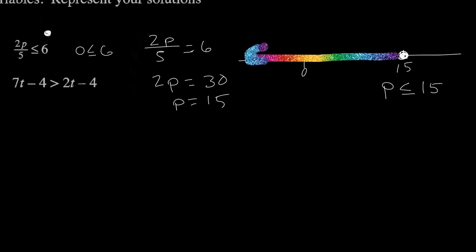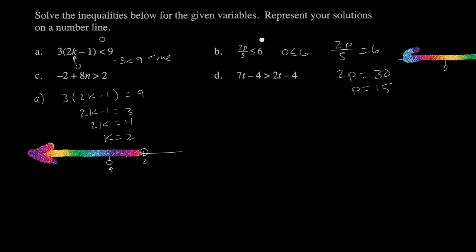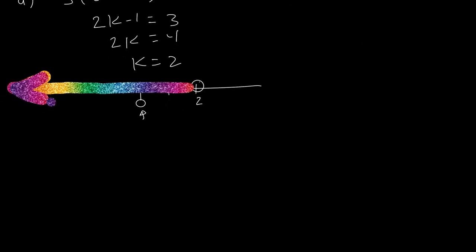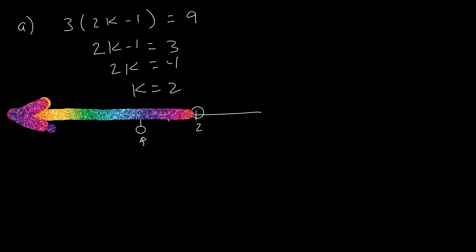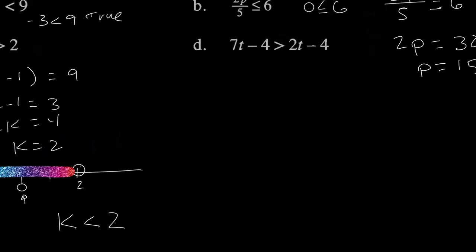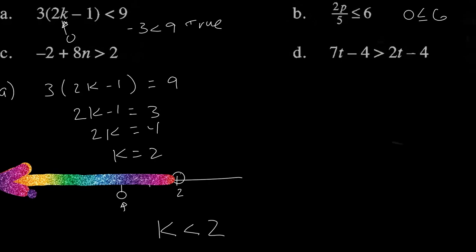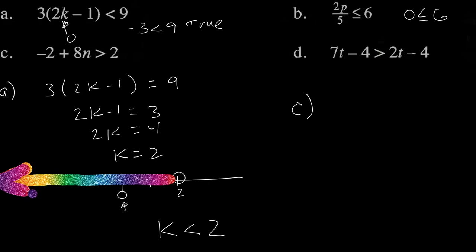Yes, that's correct. Did I write the answer for A? No, I didn't. That was k. I should say k is strictly less than 2. It can't be equal to 2. All right, two more. I think I'll do C right here.